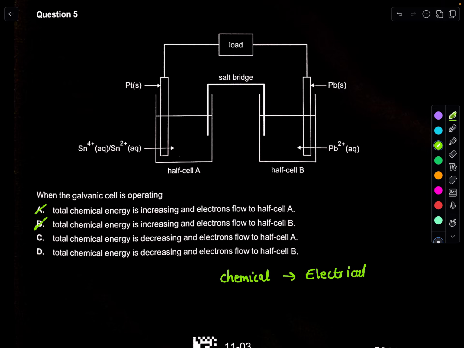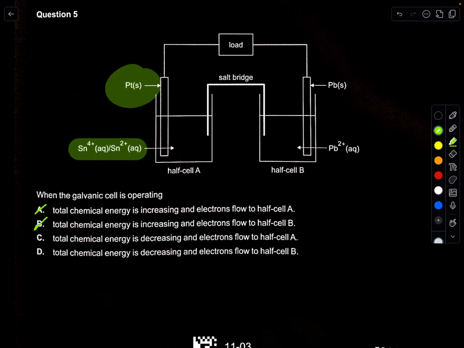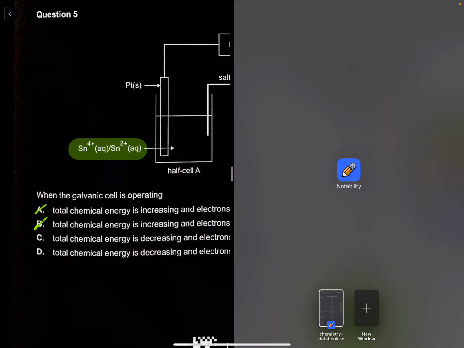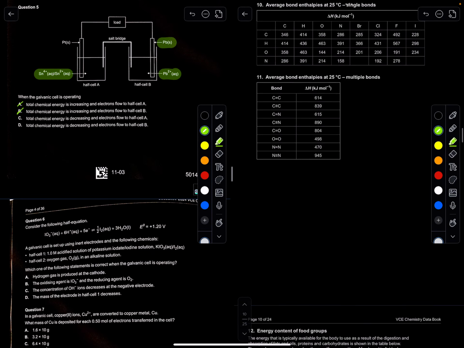Easy. What we just have to do is look at our electrochemical series. So what do we have? We have this one over here. And of course, we have platinum, so that doesn't react. And yep, Pb. So, all right. Let's go to our electrochemical series and see which ones are getting reduced and oxidized.